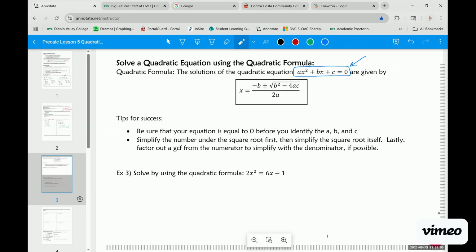You will use it throughout the rest of your math career. So you do need to have this formula memorized. Okay. Tips for success. Here is what we need to do in order to make sure you're going to do this correctly.